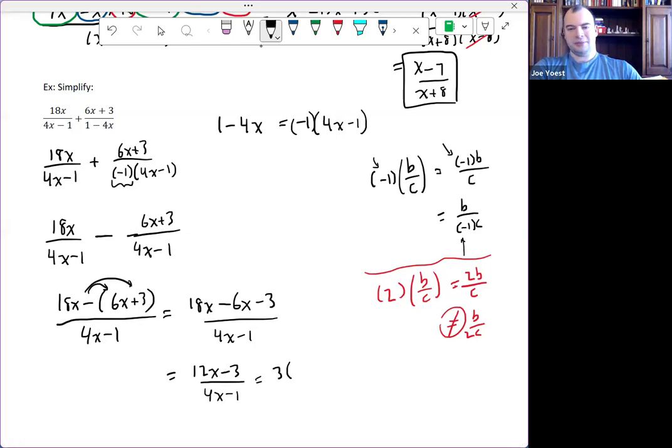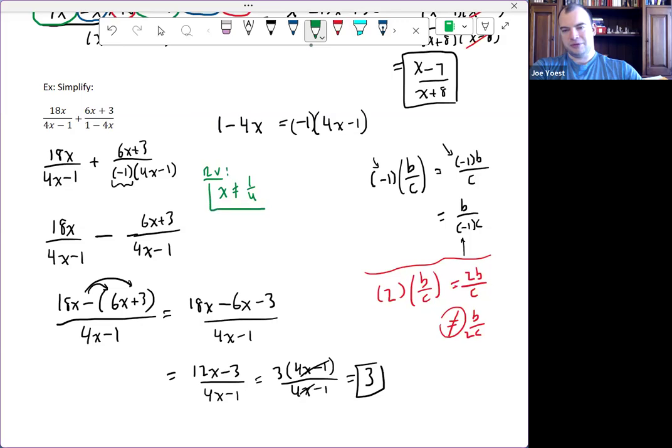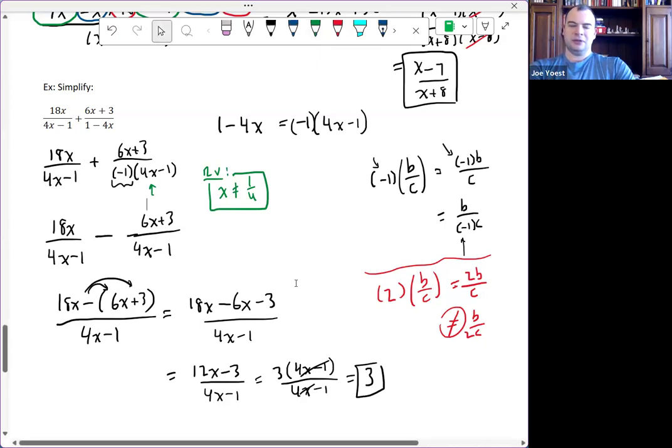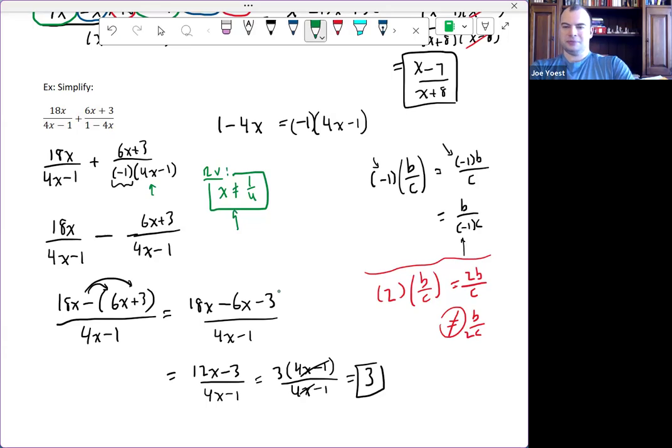Or this is 3 times 4x minus 1 over 4x minus 1. So this is just 3. And this, of course, has a restricted value. x cannot be 1/4. Otherwise, 4x minus 1 would be 0. We'd be dividing by 0. So this thing equals 3, but only when x is not 1/4.